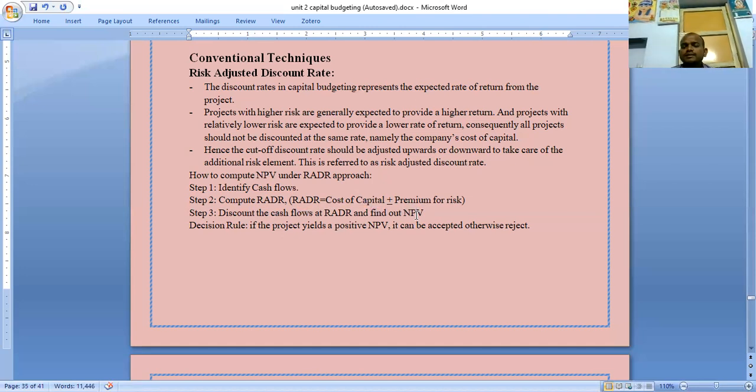So don't be confused with the risk adjusted discount rate. Okay, it is as simple as considering the cost of capital. But the thing is, we have to add some amount, some percentage, as a risk premium to the cost of capital. So decision rule: if project yields a positive NPV, it can be accepted, otherwise rejected.